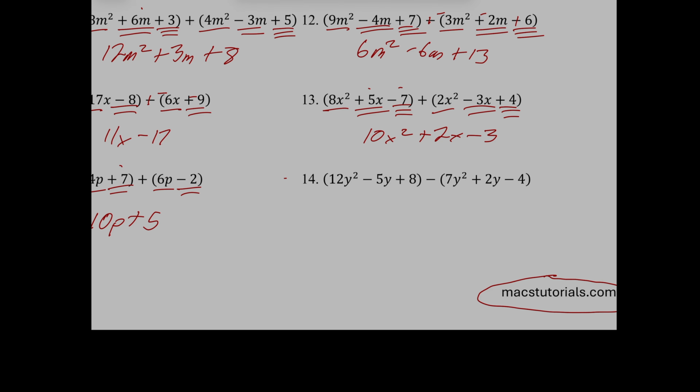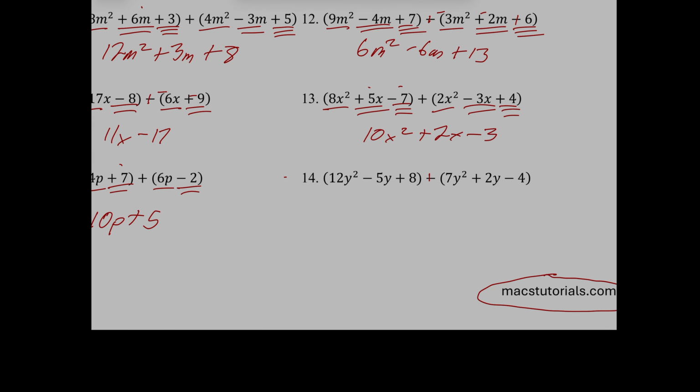And on number 14, our last one, start with add a line, change all 3. 12y squared plus a negative 7y squared. Signs are different. Subtract, keep the sign of the bigger number. I have a negative 5y plus a negative 2y. Signs are the same, so I'm going to add them and keep the sign. And I have an 8 plus a 4, all positive, so it's positive.